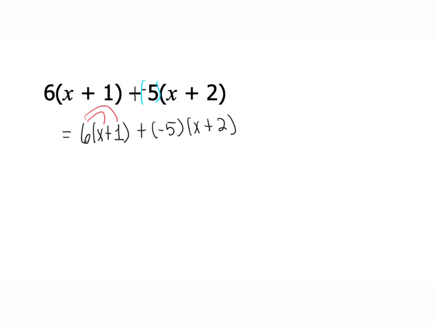So we have 6. We're going to distribute first. We get 6x plus 6. Then we have this plus sign. Now we have negative 5 times x, so it's negative 5x. And then negative 5 times negative 2 is negative 10. Now we're going to combine like terms. 6x plus negative 5x is x. And then 6 minus 10 is negative 4.